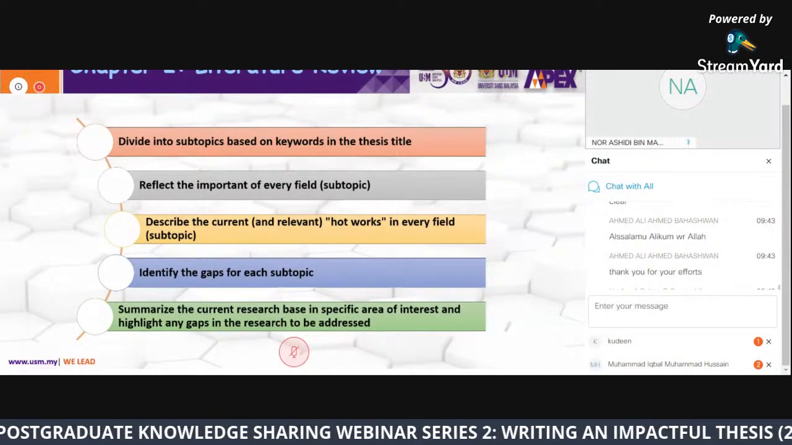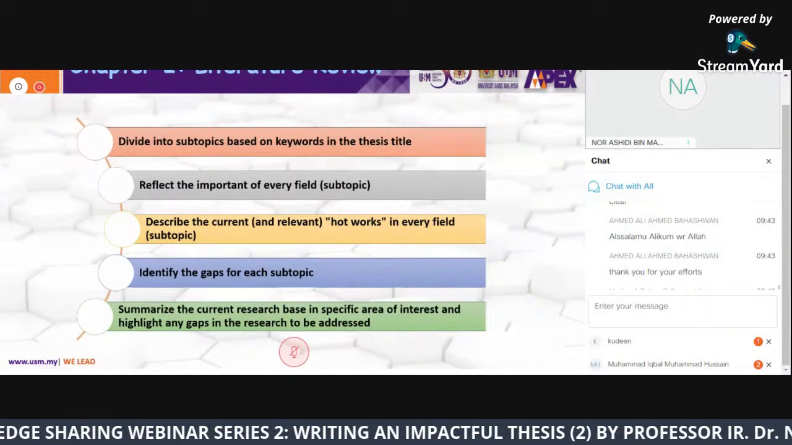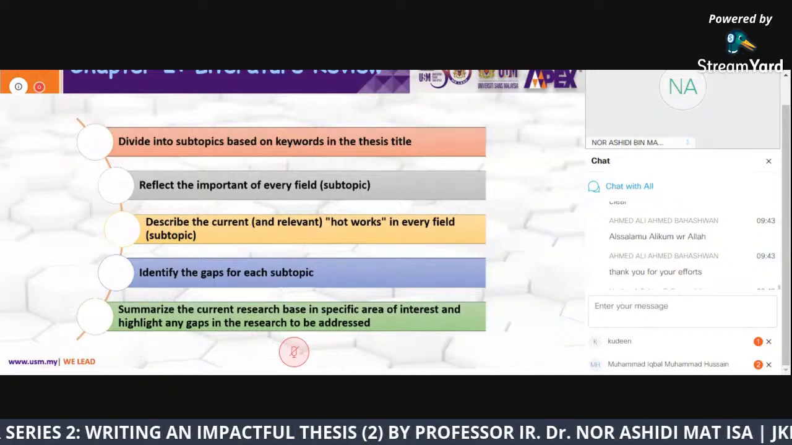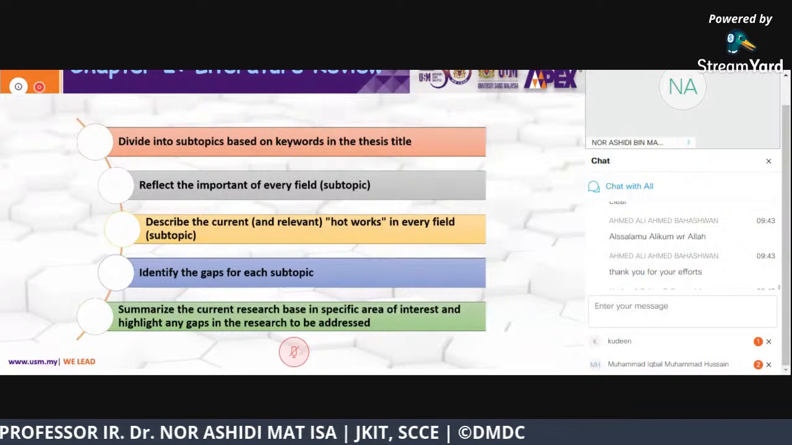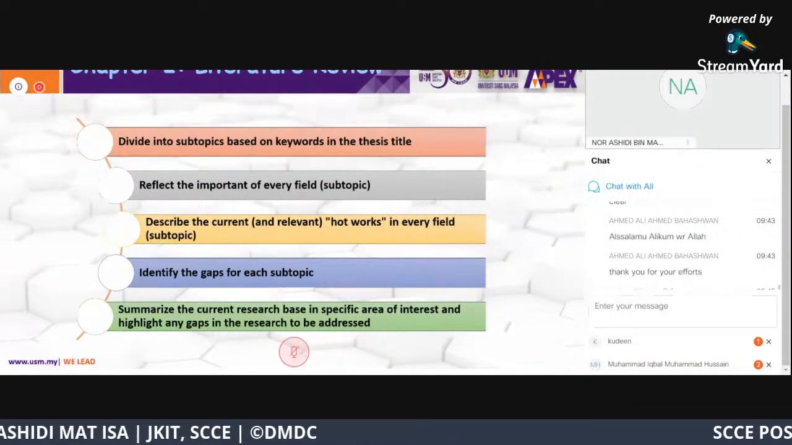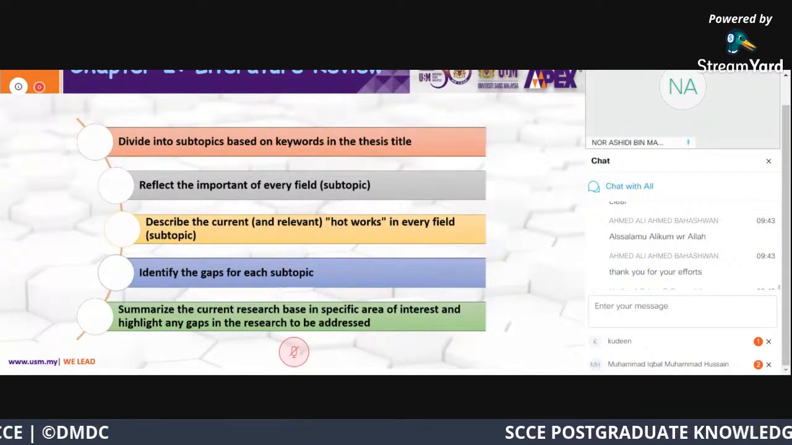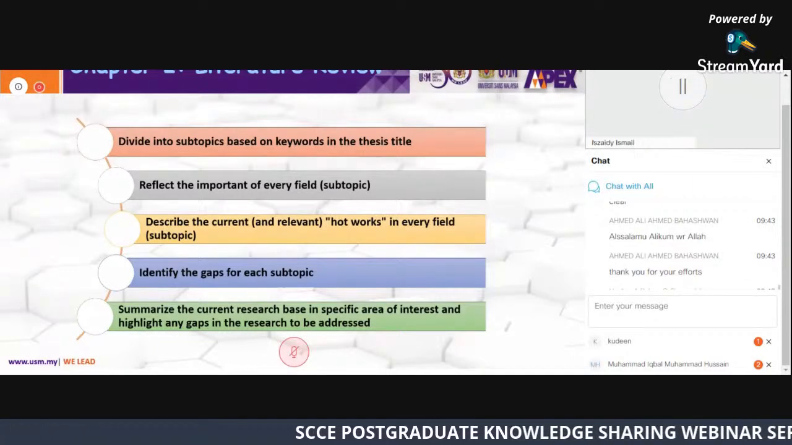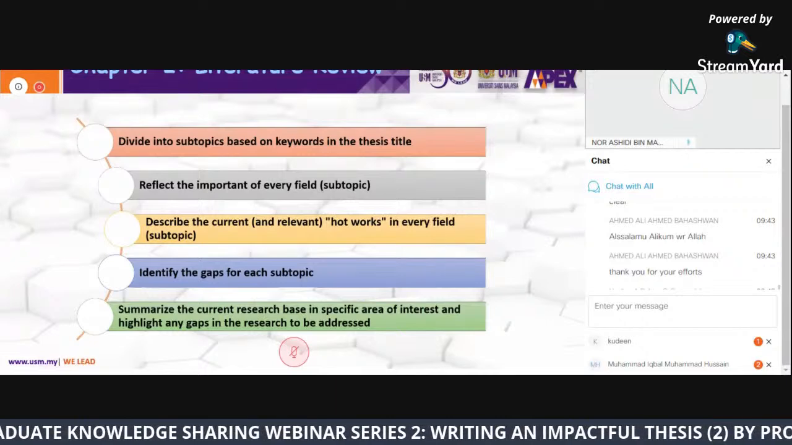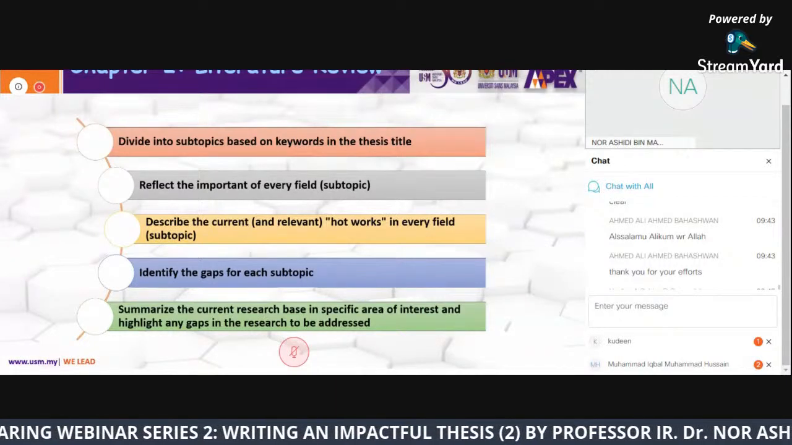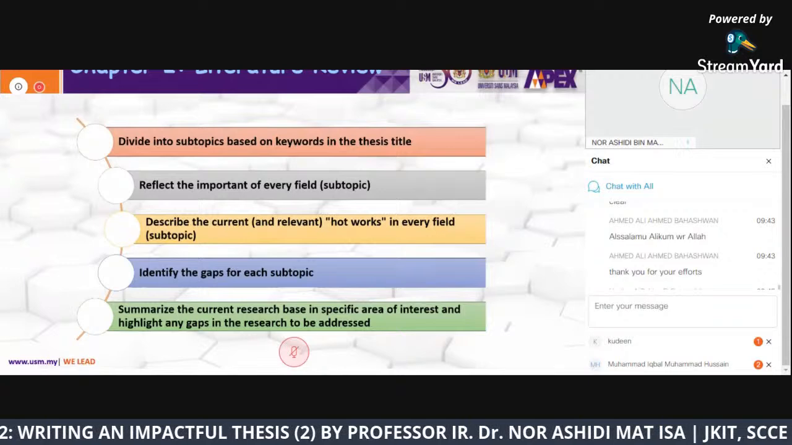So these are the five elements that you have to hold when you do the literature review. Whatever the literature review, you must make sure that all of these five elements have been considered and properly addressed or properly followed in your literature review process.